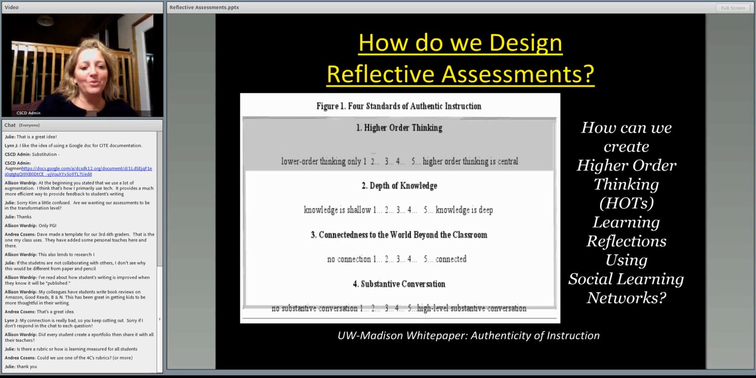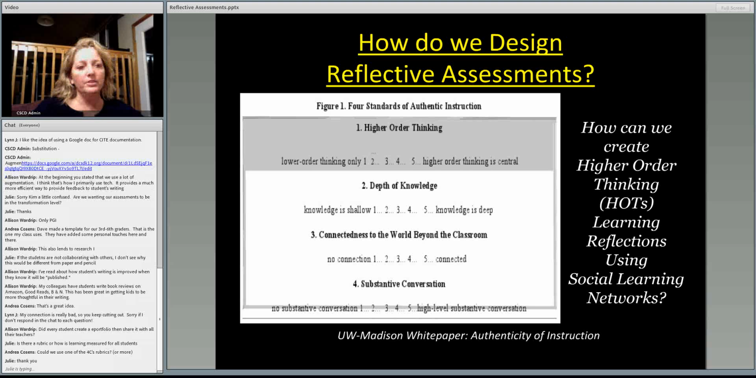Okay, so we've got our e-portfolios. We've got different ways that we can create those with our learners. How do we design reflective assessments, and we're going to look at social learning networks. So how many of you have used something like an Edmodo, or have used a blog? And as you're reflecting about using those social learning networks for your students, have you provided a rubric for what's an acceptable level of participation?